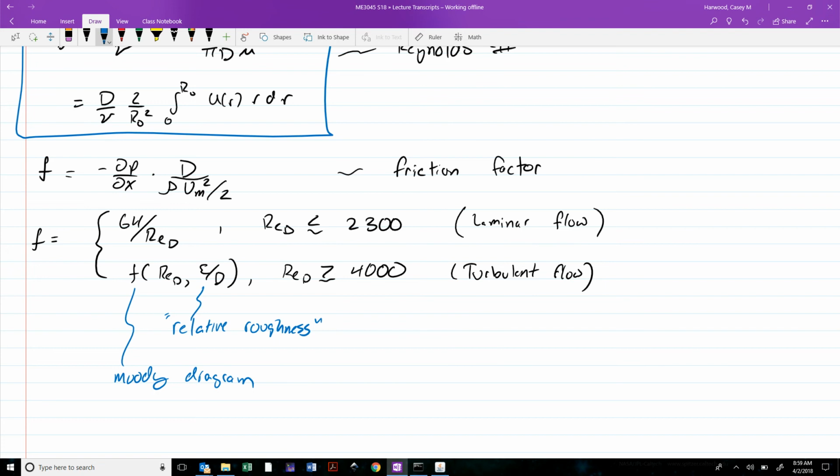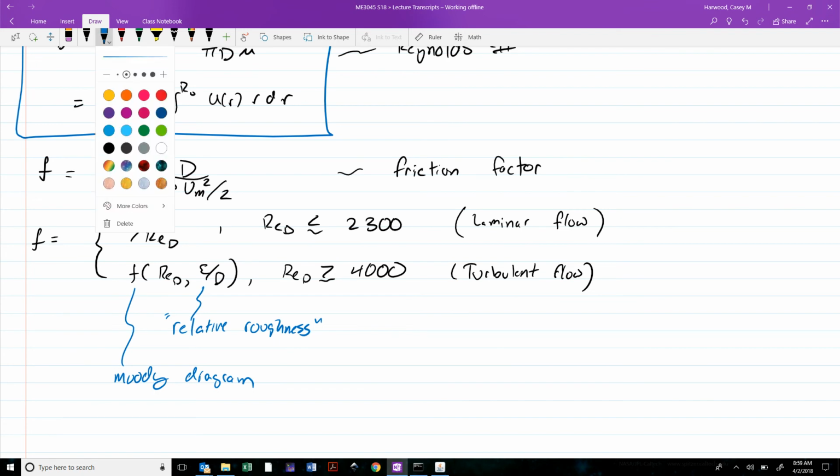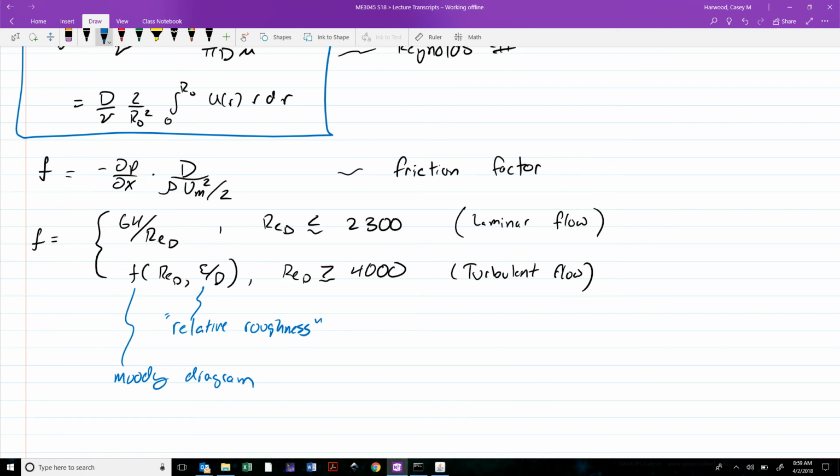But for now, I think that wraps up the considerations of the fluid flow, the hydrodynamic aspect of flow through a pipe. We've got mean velocity, the Reynolds number, which defines whether it's laminar or turbulent, and the friction factor, which tells us how much oomph we need to provide to the flow in order to get it through a pipe with some dimensions and some velocity.